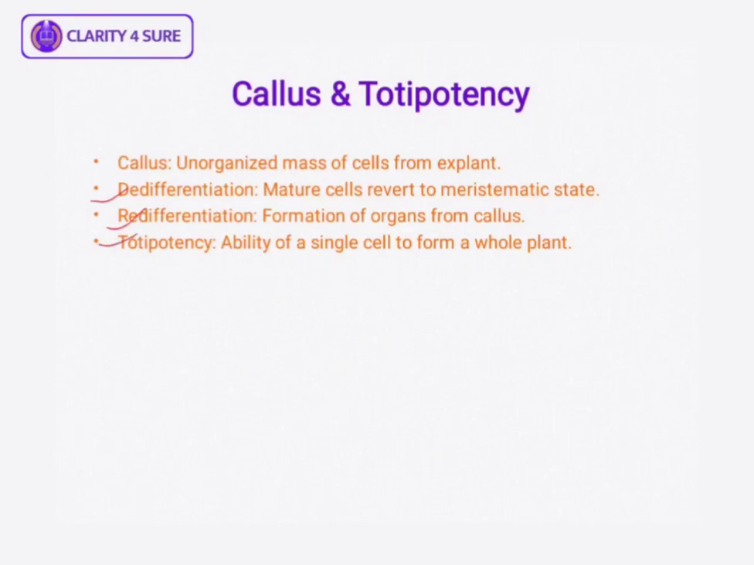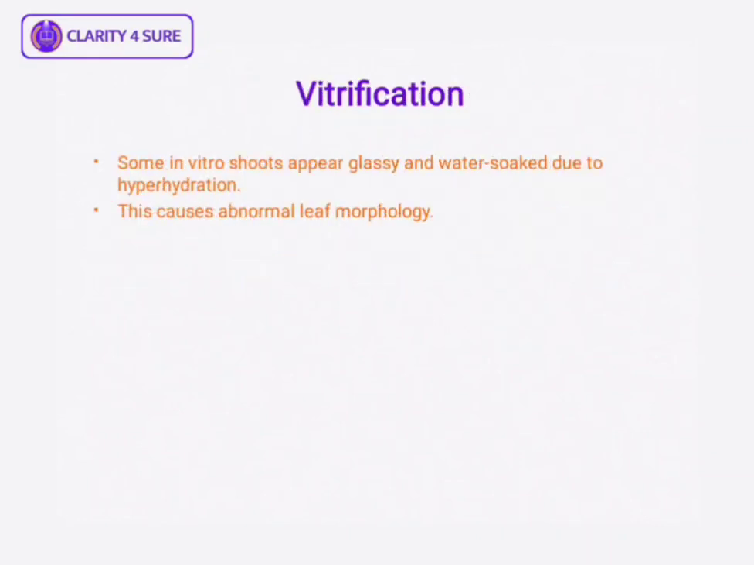Every plant cell has the ability to grow into a complete plant, called cellular totipotency. Example, a single tobacco cell regenerates into a full plant in culture. Then we have vitrification. Some in vitro grown shoots appear glassy, brittle and water soaked due to hyperhydration. It results in abnormal plants due to excessive humidity or gel strength. Okay, this is a term which can be asked.